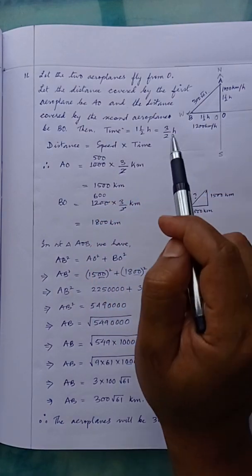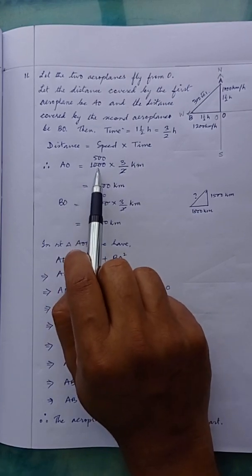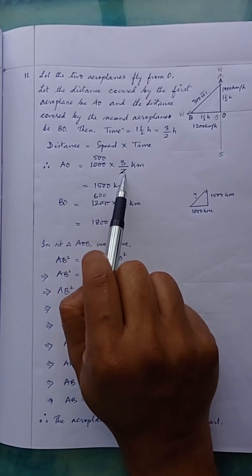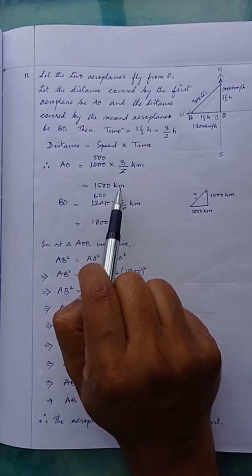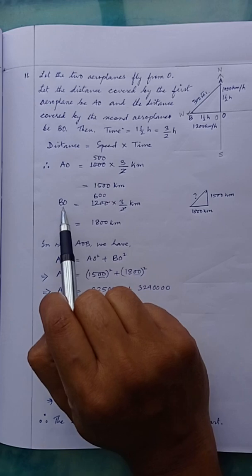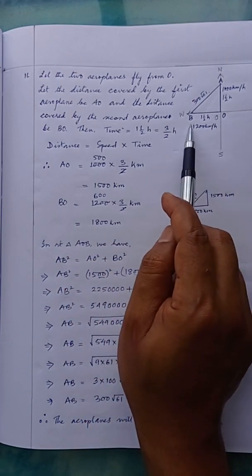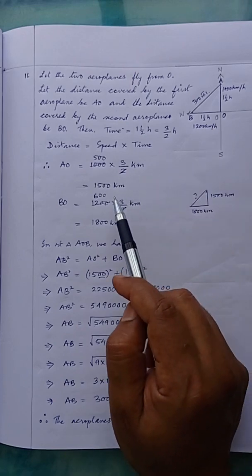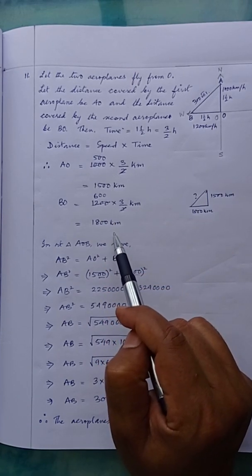Now we know the distance formula is speed into time. So AO will be, the speed is 1000 into time is 3/2. So we find 1500 km. That is the distance in kilometer. And for BO, we have to find this distance. Remember, this is the speed, not the distance. So we have to find the distance, and using the same formula, you find 1800 km.